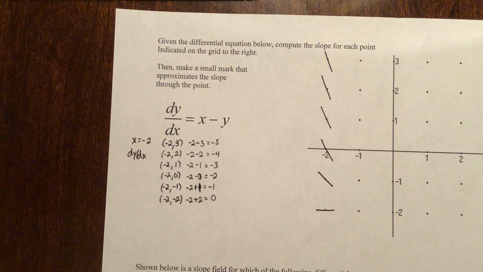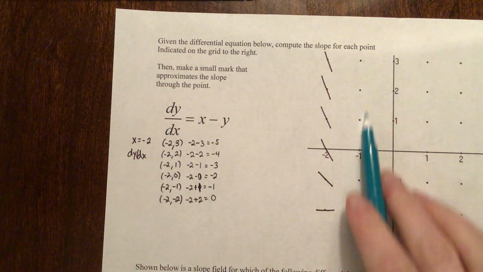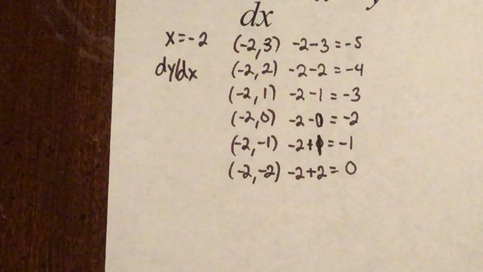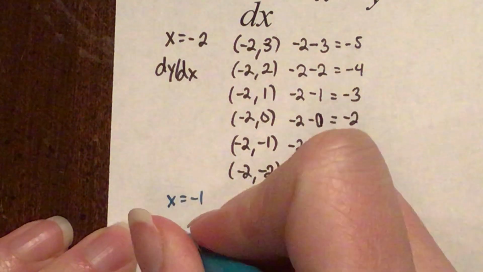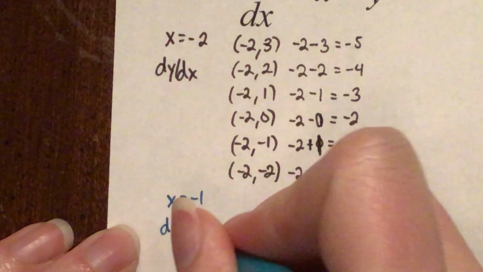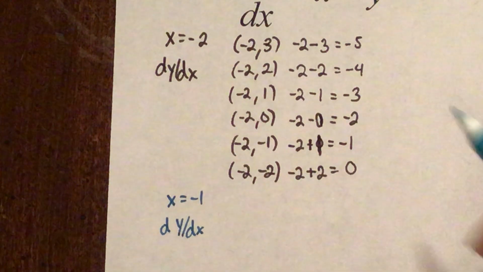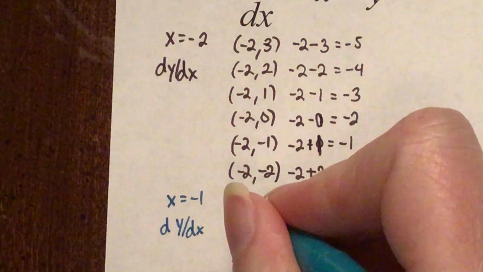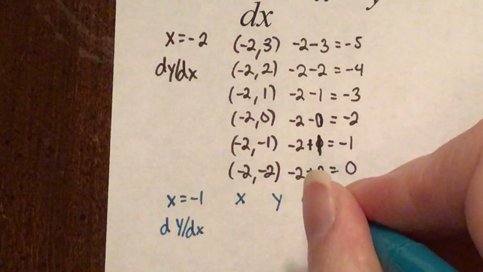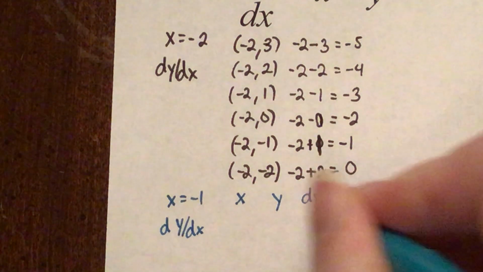Okay, let's move on to another one. I'll switch colors just so we got some consistency and we can see everything around us. Let's do dy/dx when x equals negative 1. So we're just doing the next column. I'll zoom in a little bit. Okay, x equals negative 1. We want to find dy/dx. So another way that I've seen these drawn out are like x, y, and then dy/dx, like this.